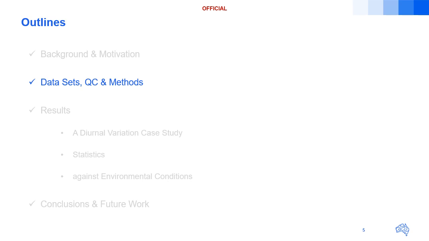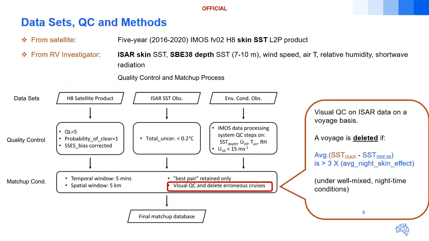Now let's move on to the datasets, quality control, and methods used in this study. Now I'm going to spend a few minutes on this slide as it contains quite a bit of information, which is very important to understand our results. So first, the satellite product that is to be validated is the IMOS FV02 version Himawari-8 skin SST Level 2 product. Time spans 5 years from 2016 to 2020.